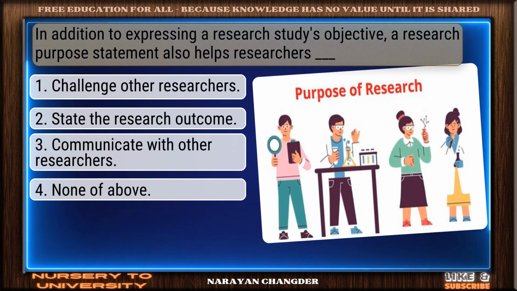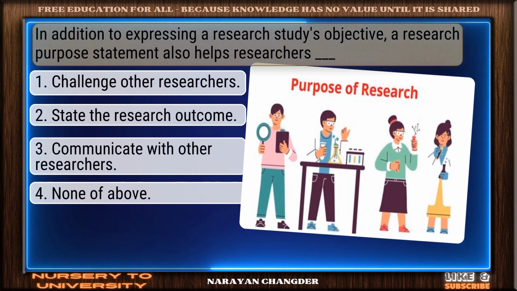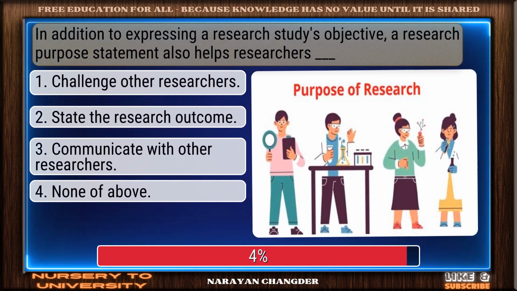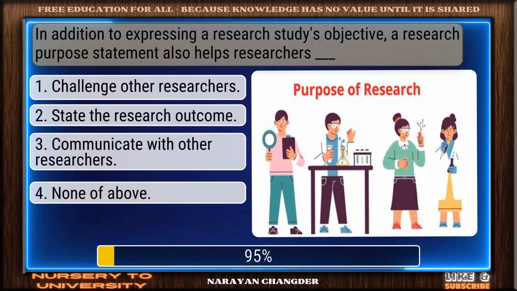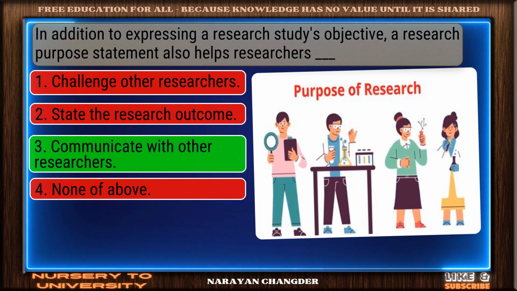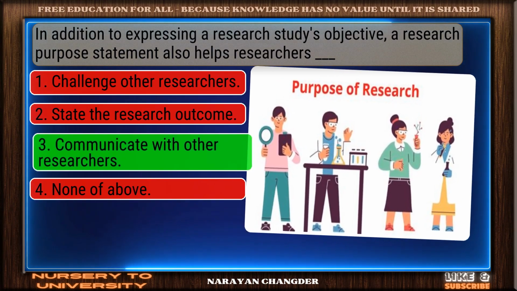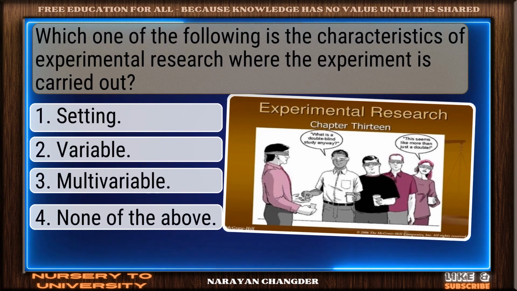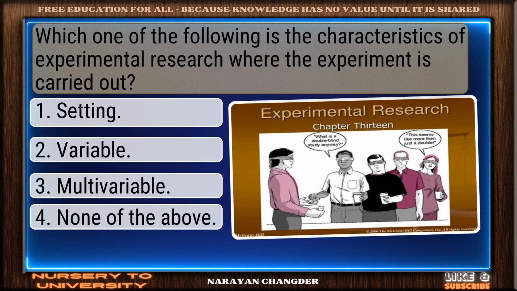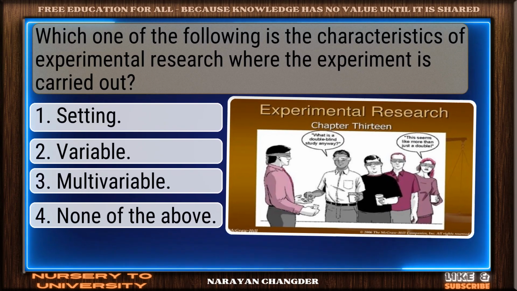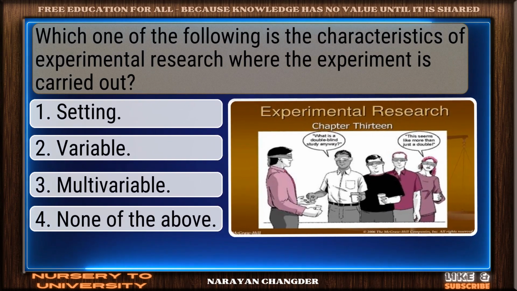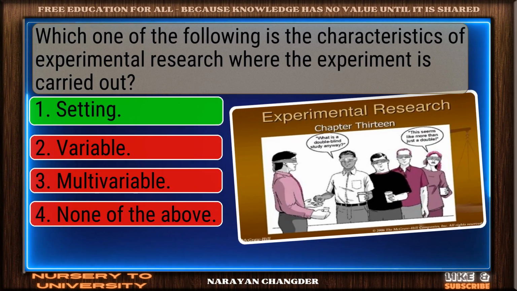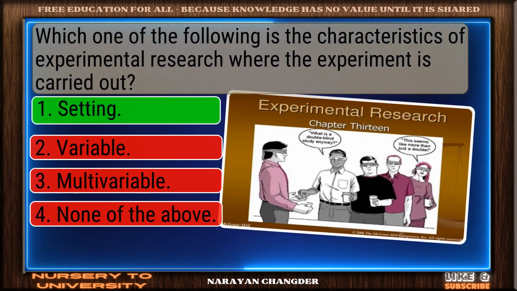In addition to expressing a research study's objective, a research purpose statement also helps researchers communicate. Great job. Communicate with other researchers is the accurate answer. Which one of the following is the characteristic of experimental research where the experiment is carried out? Smart move. Setting is an accurate answer.